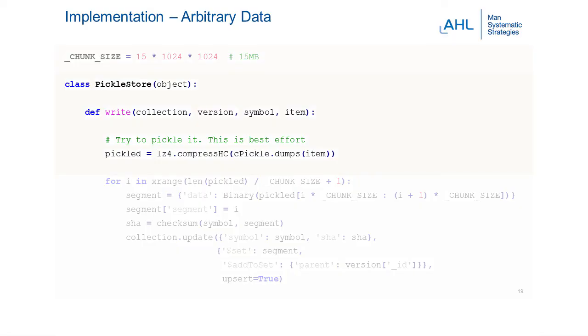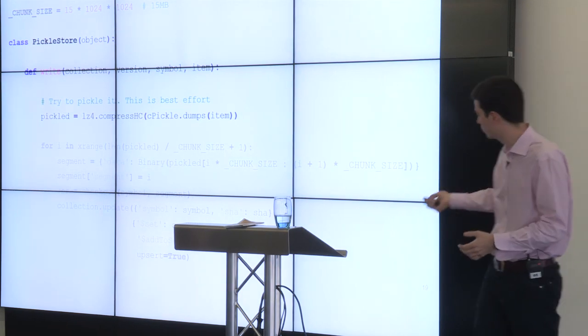So the code for that looks a bit like this. This is storing anything that can be pickled in this schema. cPickle dump the data, compress it with LZ4, which is the slowest bit. We're optimized for read here.